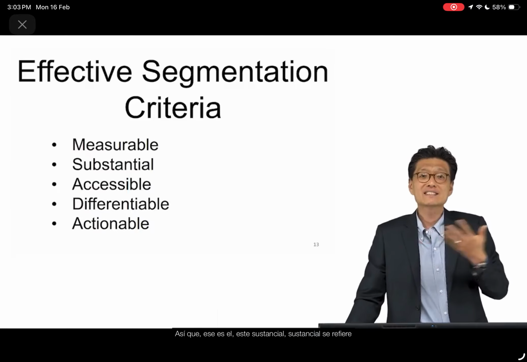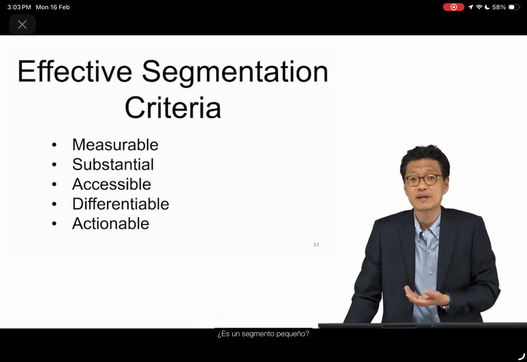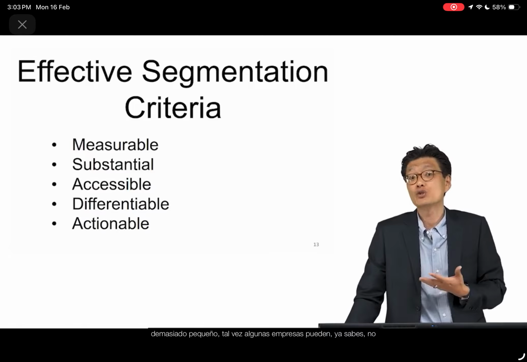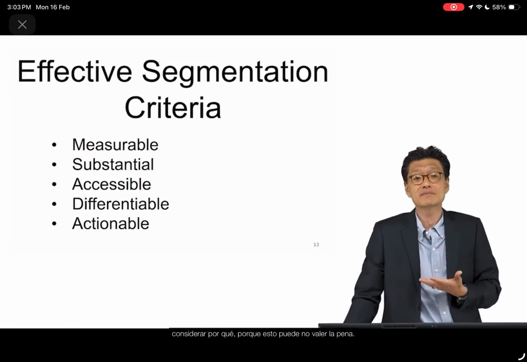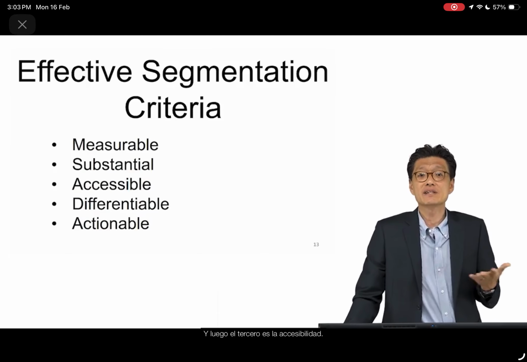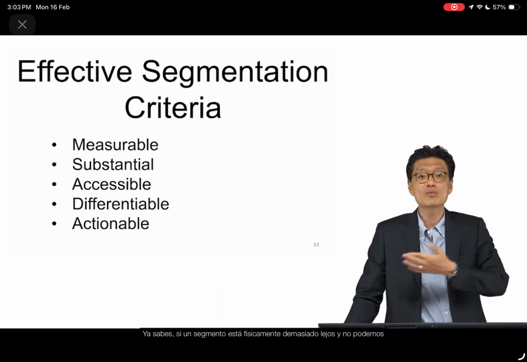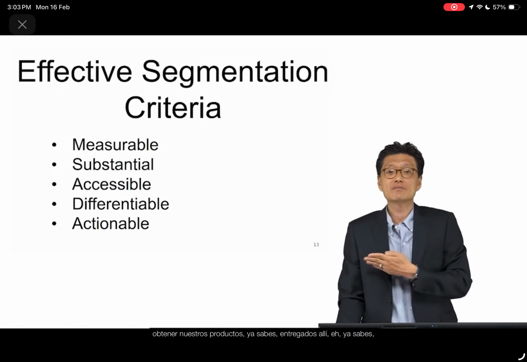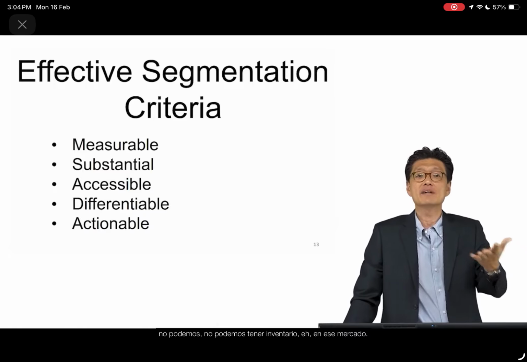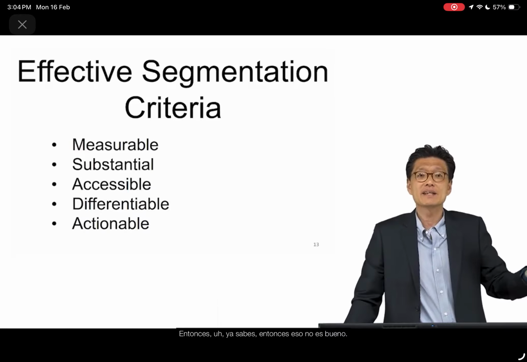Substantial. This substantial specifically refers to the size. Is it a small segment? Is it a big segment? A segment may be profitable, but if it's too small, maybe some companies may not consider it. Why? Because it may not be worth it. And then the third is accessibility. Is it accessible? If a segment is physically too far away and we can't get our products delivered there, we can't have inventory in that market, why? Because it's inaccessible. Then that's not good.